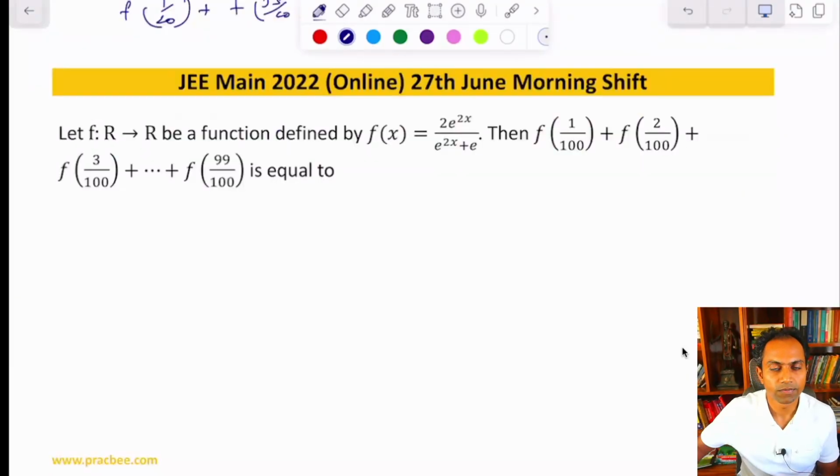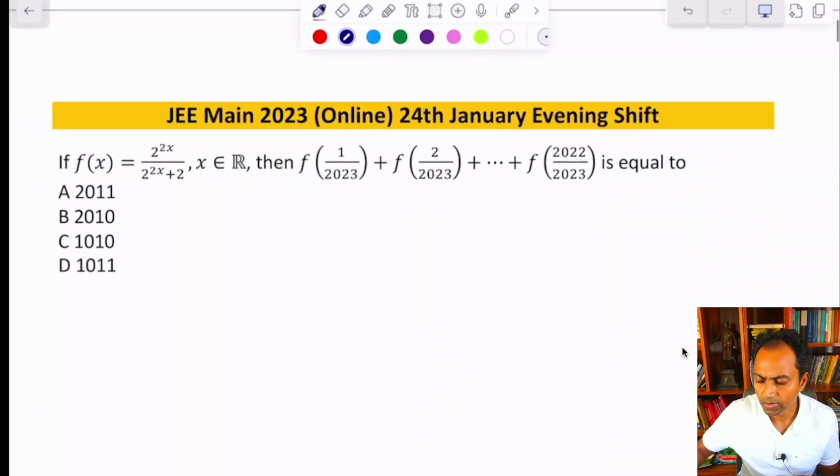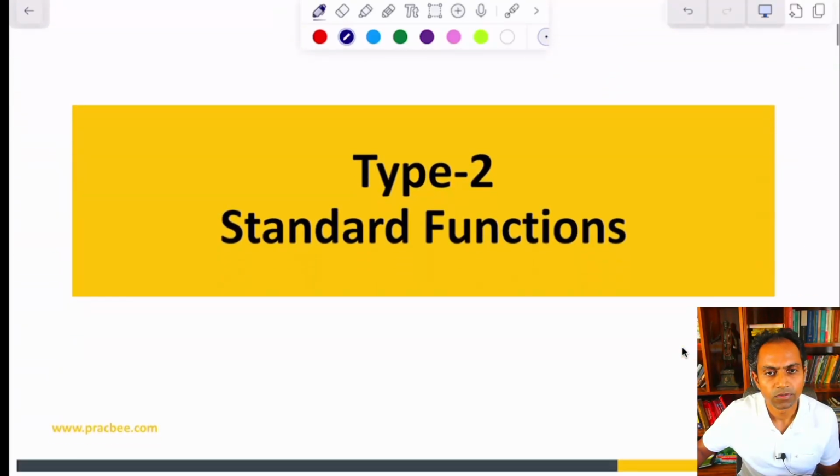If I move further, you can see that this 2022 question is almost the same question. In 2023, again the same question was repeated. So this is a type of category that we know how to handle now. Now let us move towards type 2, standard functions.